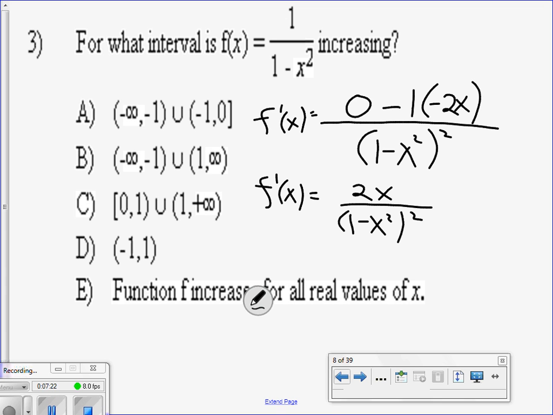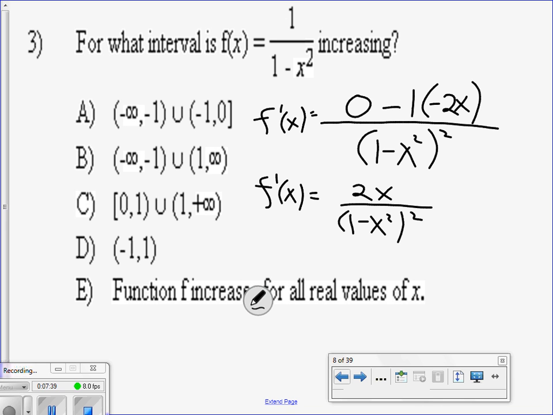Can I distribute exponents? No, you can't distribute an exponent. You can only distribute multiplication over addition or subtraction, never an exponent. So leave it. All right, so here's the first derivative.